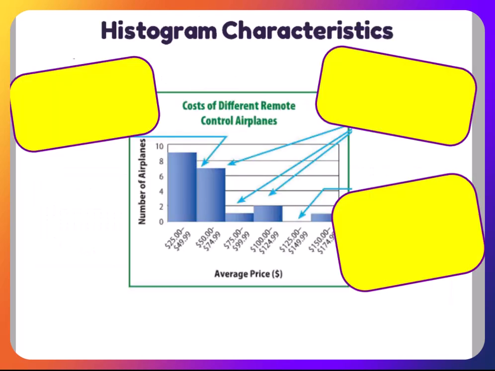Okay, let's look a little bit more at these characteristics and make sure we've got a good understanding. There are no spaces in the bars or between the bars. Why are there no spaces? That's because the price of these remote control airplanes goes from $25 to $49.99 straight to $50. So there's no space in between. It doesn't go from $49.99 to $50 and a penny, right? It goes directly to $50. So there are no spaces between the bars.